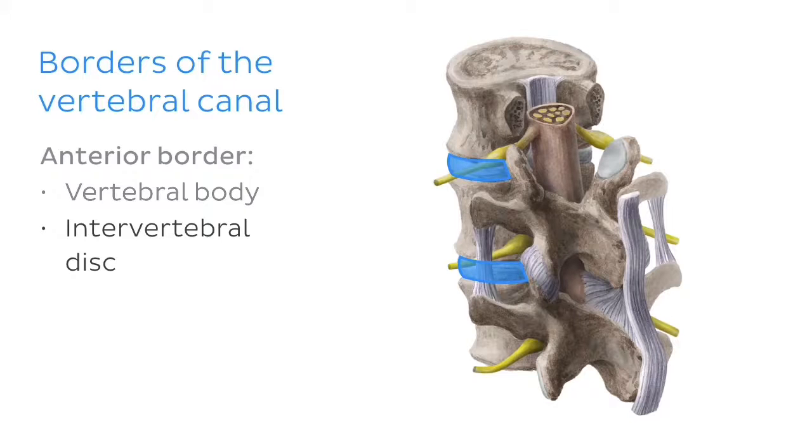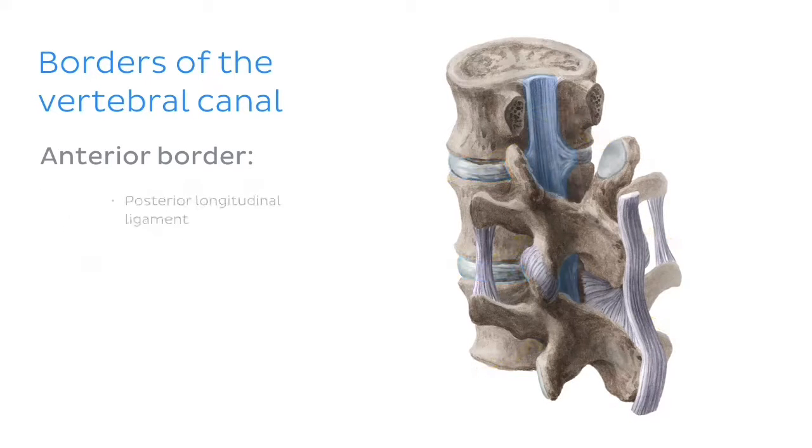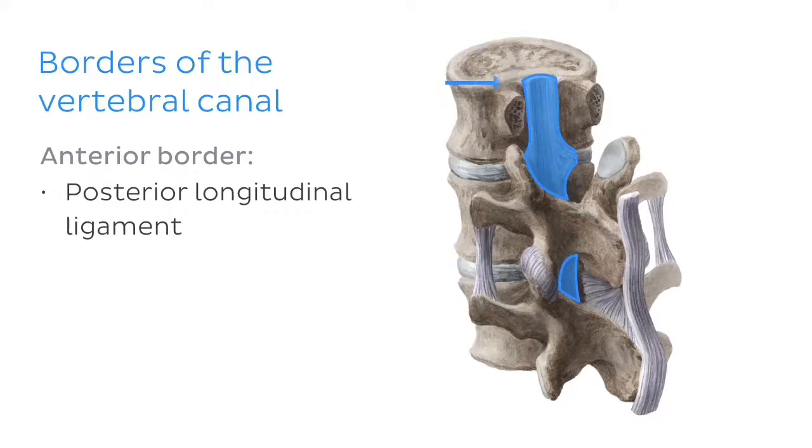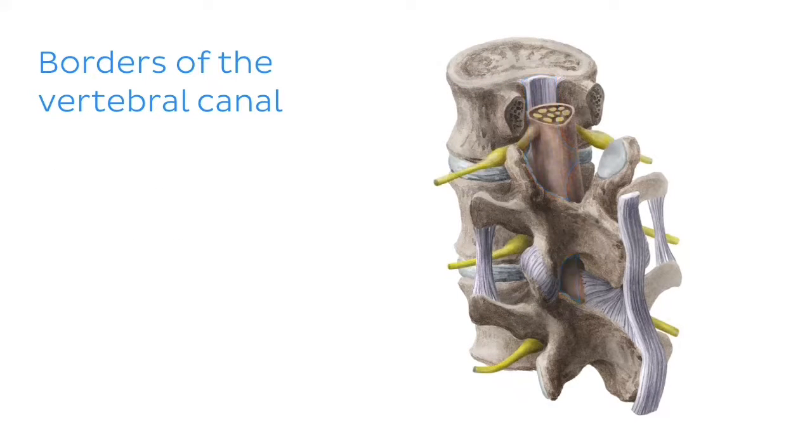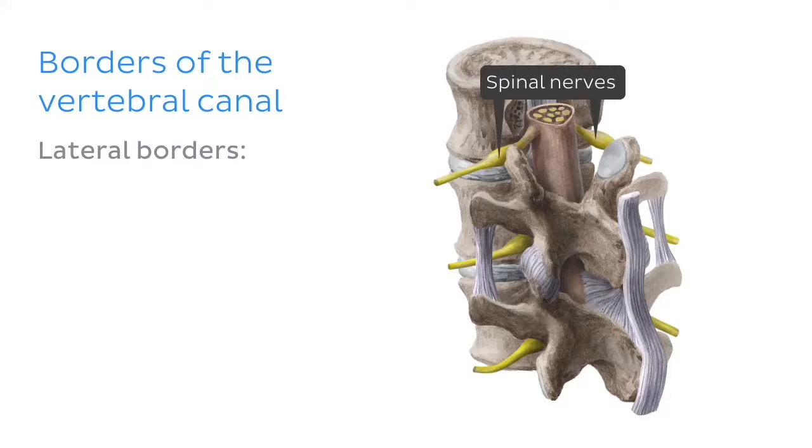Attached to the posterior surfaces of the vertebral bodies is the posterior longitudinal ligament, running the length of the vertebral column and supporting the intervertebral joints. Laterally, the borders of the vertebral canal are incomplete, which allows spaces for the spinal nerves to depart from the spinal cord into the peripheral nervous system.